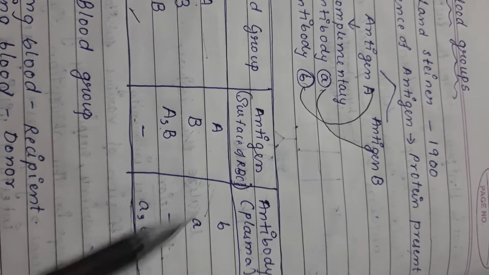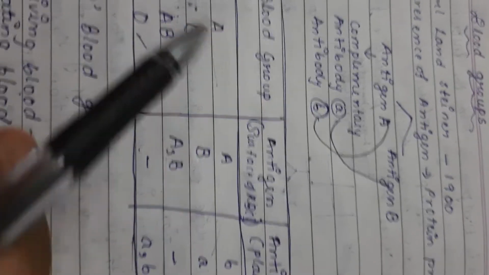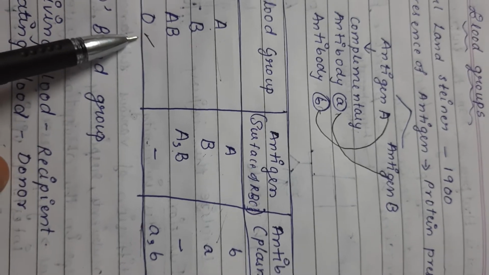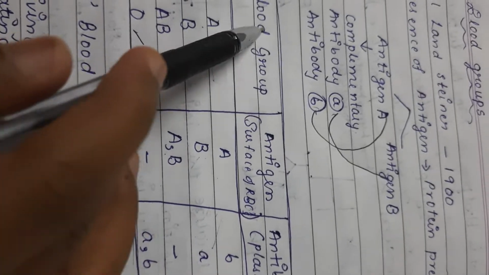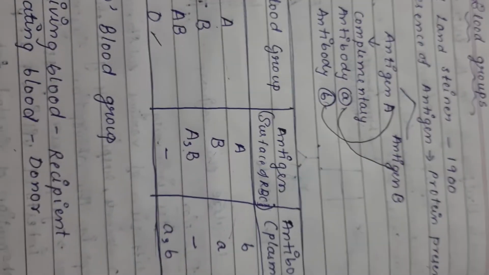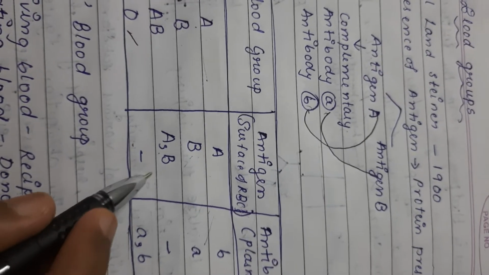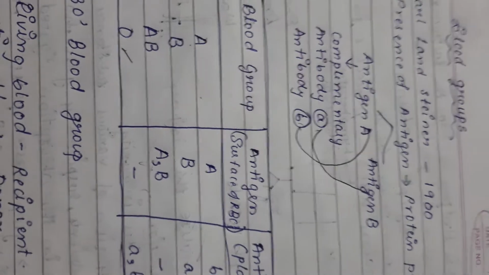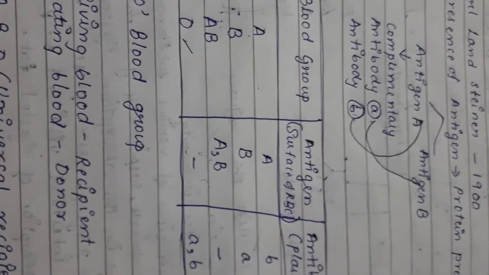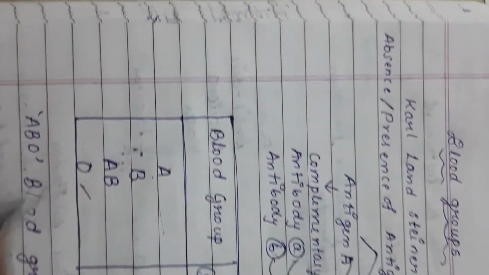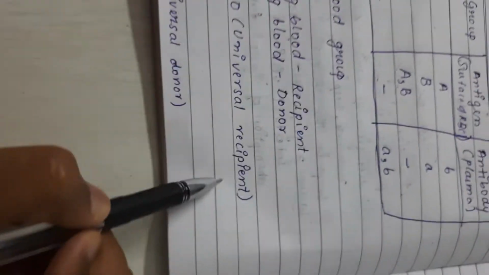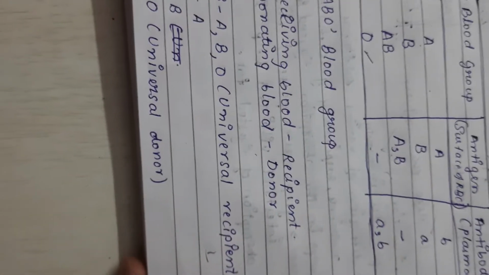It doesn't want to fight with anybody. So it can receive blood from everyone. O can't receive blood from anybody except O. But it can give to everybody. So it's called the universal donor. O is called the universal donor and AB is called the universal recipient.